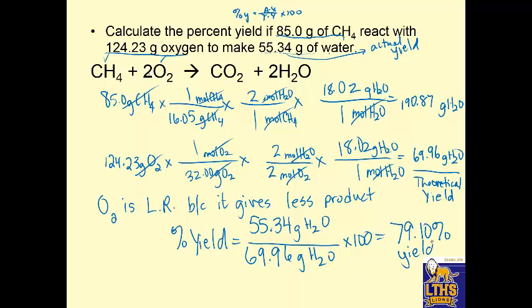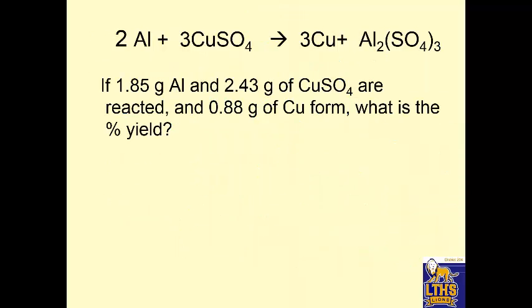Now, we want chemical reactions to give 100% yield. This one's only 79.10. What does that mean? We'll find out in a little bit.